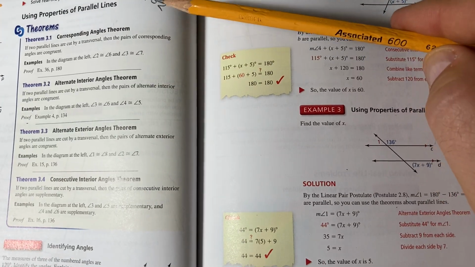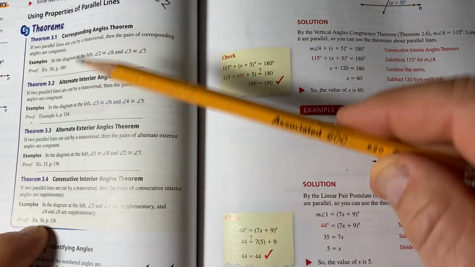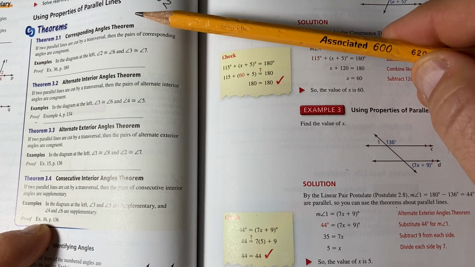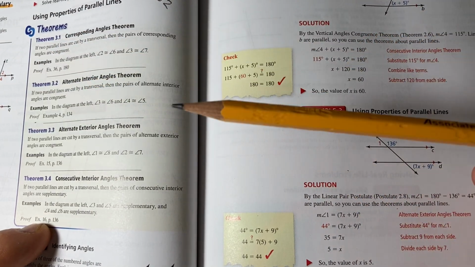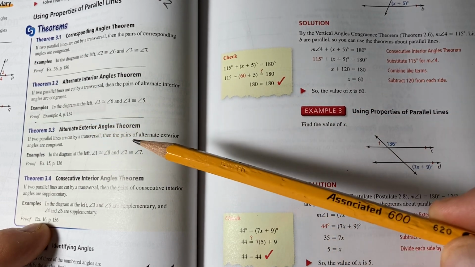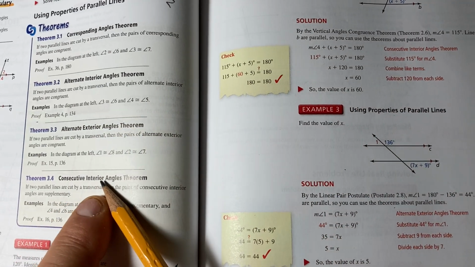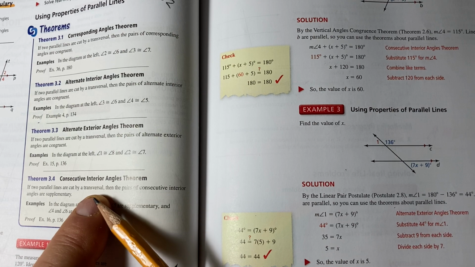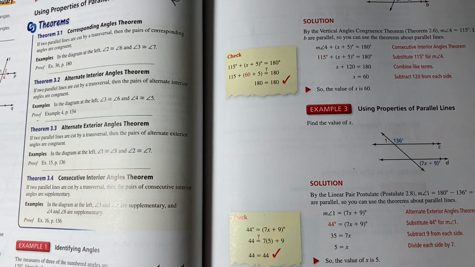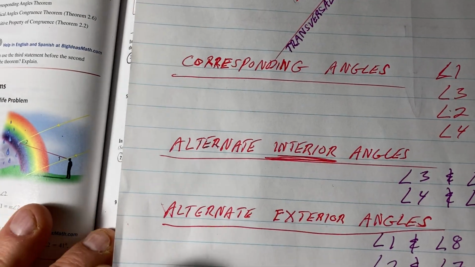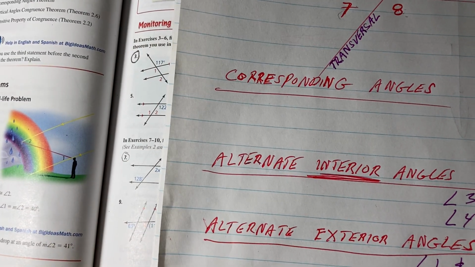That's what all this says on page 132. As long as lines are parallel, corresponding angles are congruent, alternate interior angles are congruent, alternate exterior angles are congruent, and consecutive interior angles are supplementary. What does that mean? Let's put it into practice.